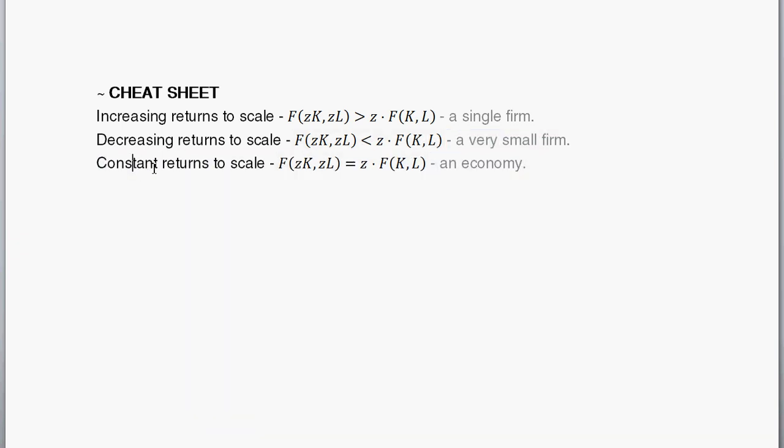The next one is constant returns to scale. This is an assumption in most of our models in intermediate macro, where if you double the inputs, you get the equivalent of doubling the initial level of output. And those examples were examples of how you show that.